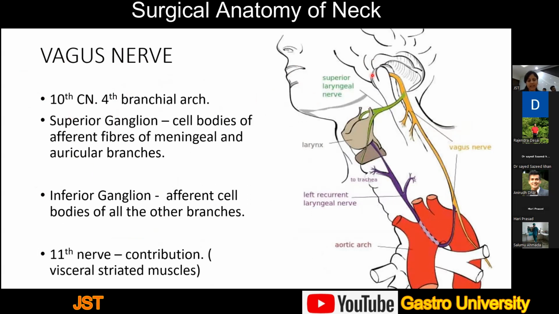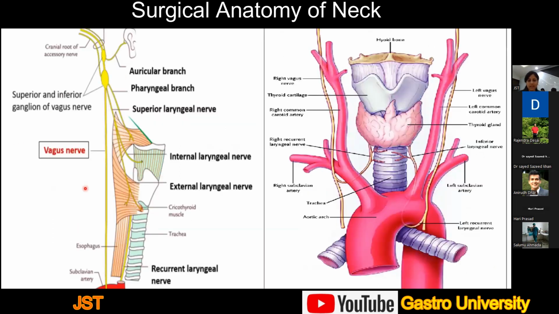Now, vagus originates from the jugular foramen, middle compartment, and just when it comes out, it forms a ganglion, which is the superior ganglion. And these superior ganglia contain the cell bodies of the meningeal and auricular branches. We will discuss the branches in a minute. Then it has an inferior ganglion, and the inferior ganglion has the cell bodies of all the other branches. Now let's look at these branches.